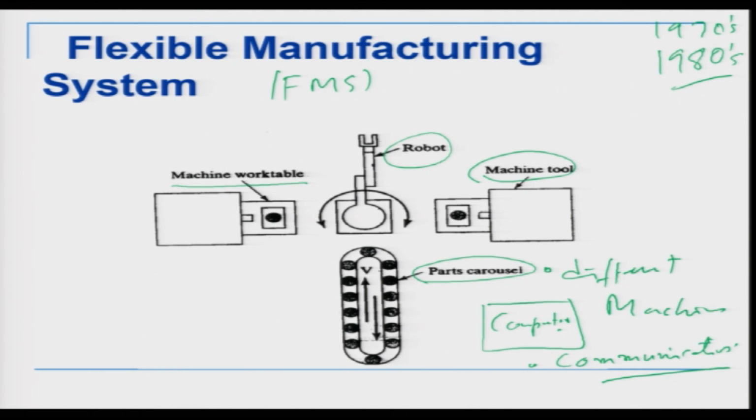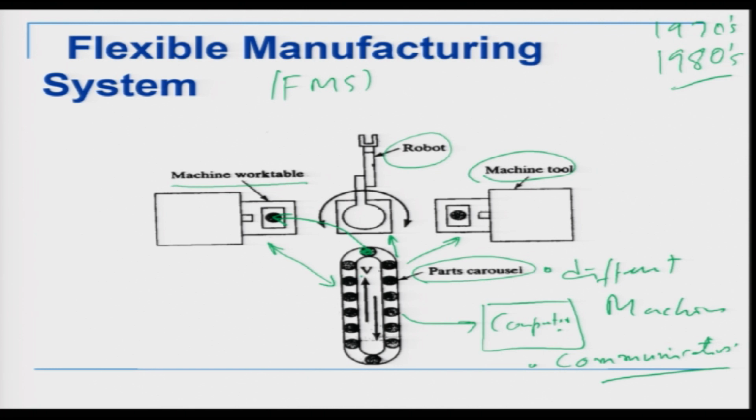Not only must the computer control, what I mean by control is it should be able to move the robot to do some task. For example, the robot should pick up the part from here and then put it there. So the computer should be able to control the robot to do that. But there should be some kind of communication between the machines also. Why the need for this communication?